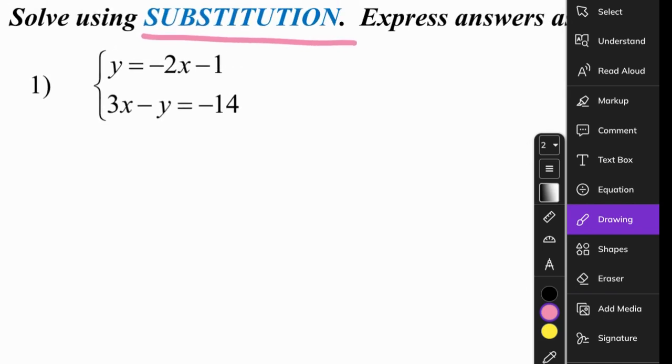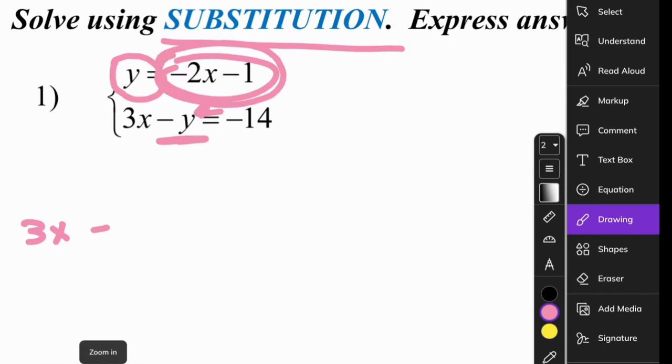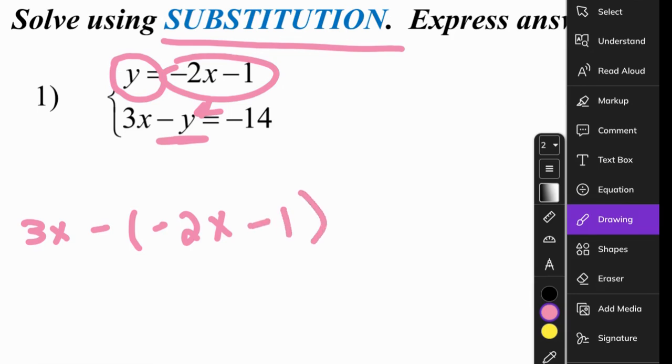In substitution, it's literally substituting. So as you can see, in this first equation, the y is on one side of the equation all by itself. So what we're going to do is plug this into the y of the other equation. So we have 3x minus, and then we put this y in parentheses, negative 2x minus 1, and then we continue the rest of this, so equals negative 14. Now we solve it just like a regular equation.